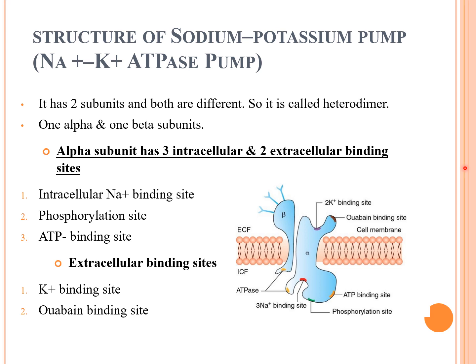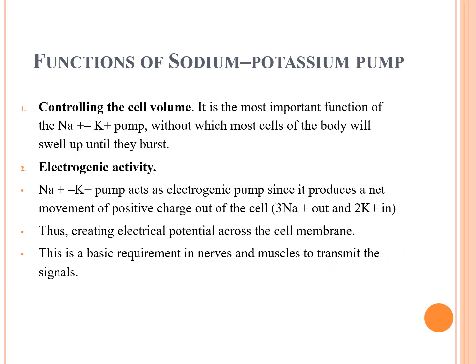What is the mechanism of this sodium potassium ATPase pump? When 2 potassium and 3 sodium bind with the extracellular and intracellular binding sites, the ATP will be broken down into ADP and phosphate. This phosphate, which is a high energy compound, will make the sodium potassium pump change its shape. That is, a conformational change will occur in the pump, and that is why 3 sodium will be pumped out and 2 potassium will be pumped in. So this is how the sodium potassium pump works. What is the function of the sodium potassium pump? It mainly controls the cell volume. This is the most important function of the sodium potassium pump.